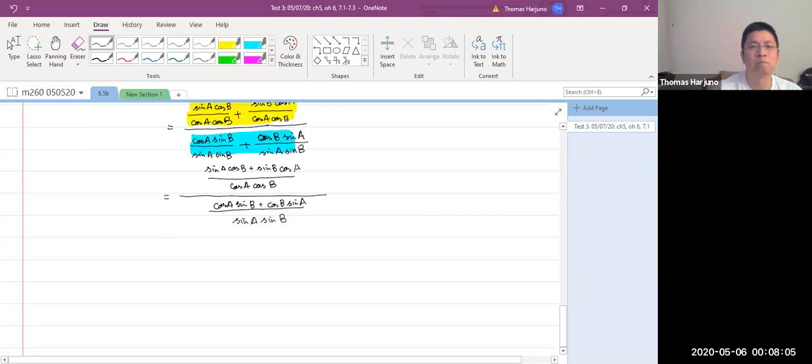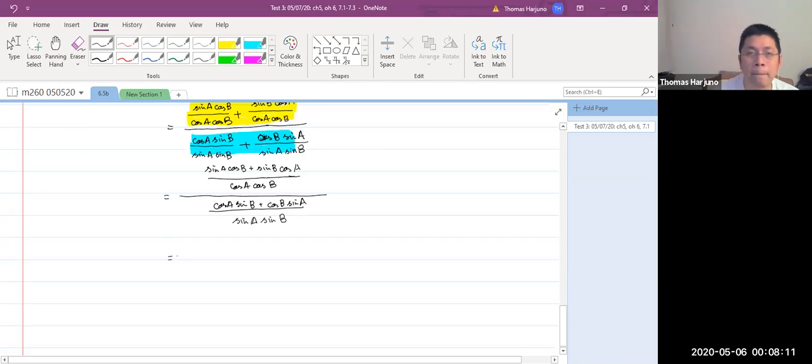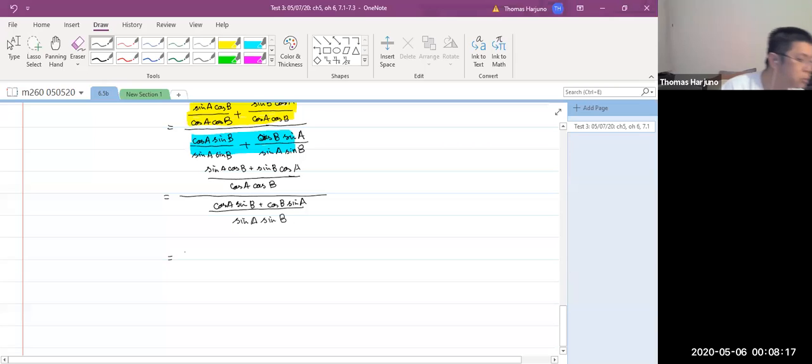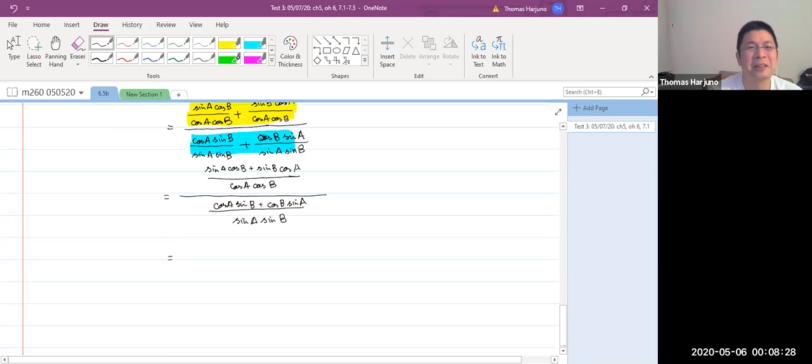Now what? Is it sine of A plus B? Sine A cos B plus sine B cos A is equal to sine of A plus B? Yeah, but that's chapter 8. You cannot use that yet. Think simple. This is still our yellow one, and this is our blue one.